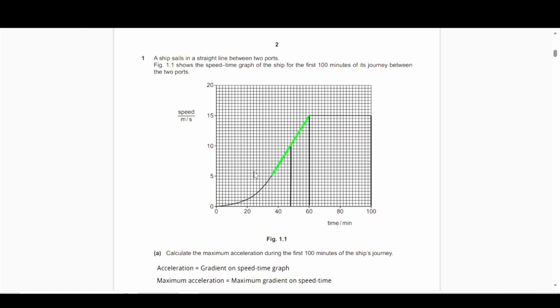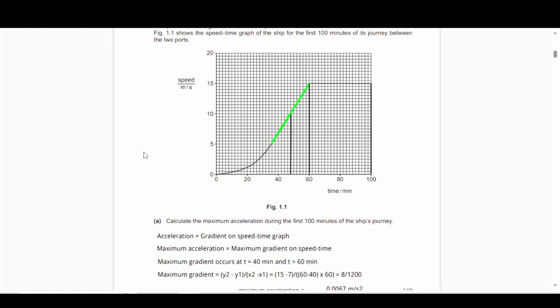Let's see. So we've got a ship that sails in a straight line between two ports. Figure 1.1 shows the speed time graph of the ship for the first 100 minutes of its journey between the two ports. So you've got the first 100 minutes, time in minutes, and speed in meters per second. So it's obviously different units. You've got to keep in mind to convert either the speed to meters per minute or the time to seconds.